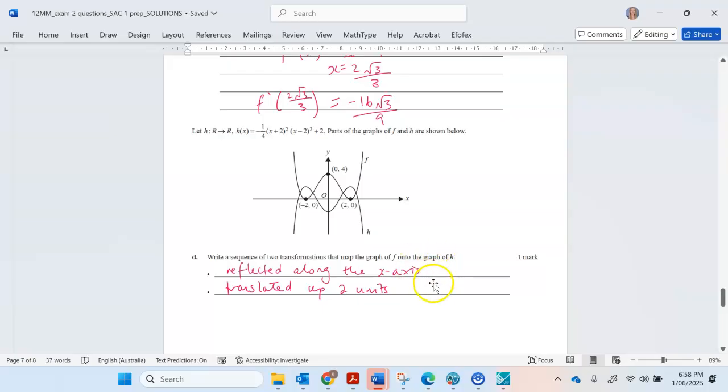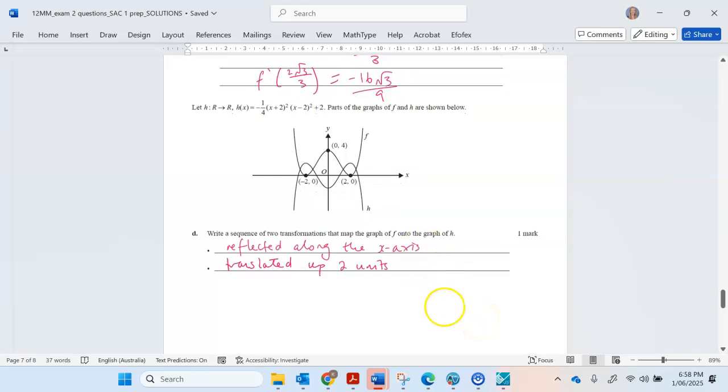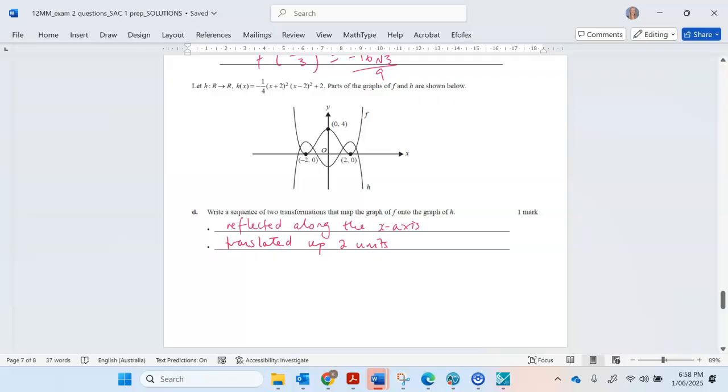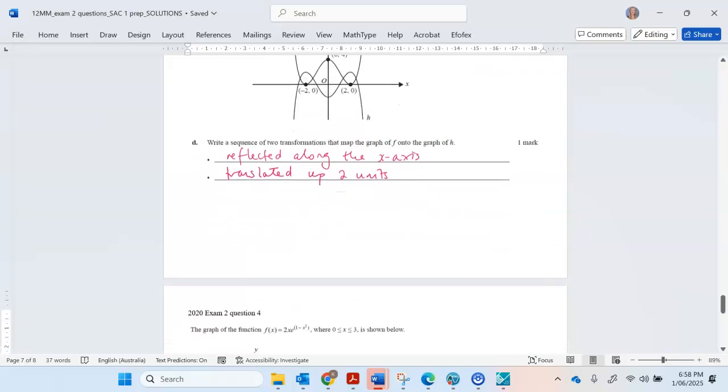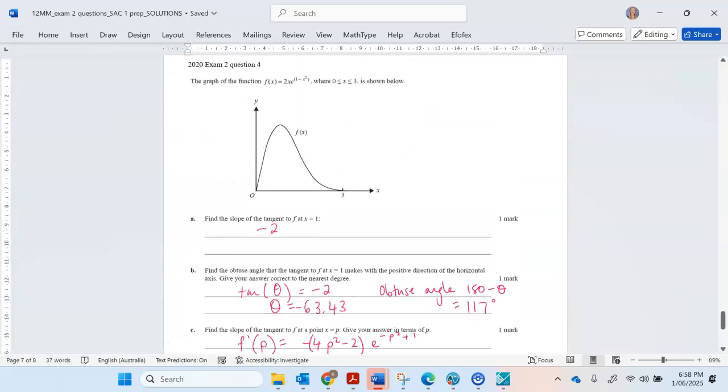But you could have had it if you did your translation first, so it actually shifted down too, and then it was reflected. But I would say most students wrote those two, because with transformations, you can get to the same point many different ways. All right, last question.